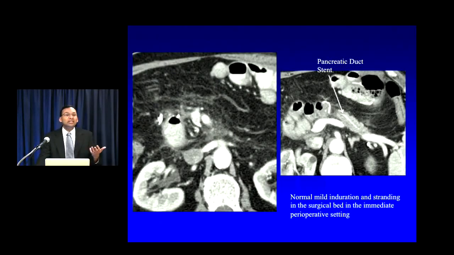Now, here's a normal postoperative case, right? None of this is concerning. There's stranding and edema. Notice this induration behind the SMA and the SMV. Notice the presence of the pancreatic duct stent. All of these findings are going to resolve over time. You don't need to worry about a leak. You don't need to worry about the possibility of recurrent tumor.